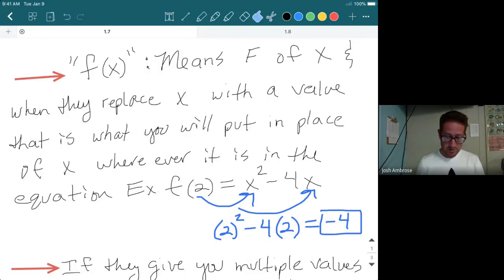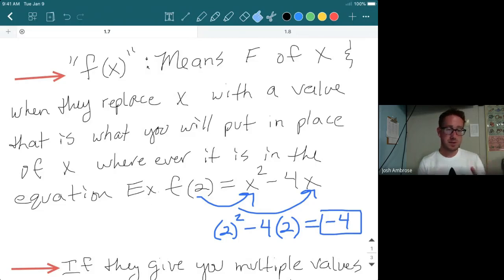Quick example right there. What if they replace the x with a 2? So follow those blue arrows, and that means you're going to replace the x squared with a 2. You're going to replace the other x next to the negative 4 with a 2. Do that. You'll see the quick little work there down at the bottom, and you would get an answer of negative 4. 2 squared is 4. 4 times 2 is 8. 4 minus 8, negative 4.